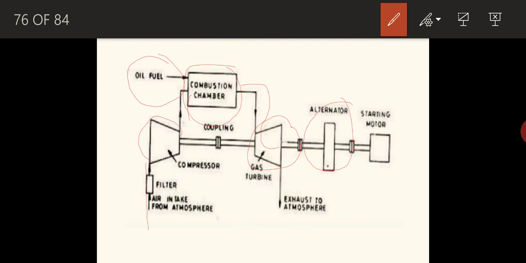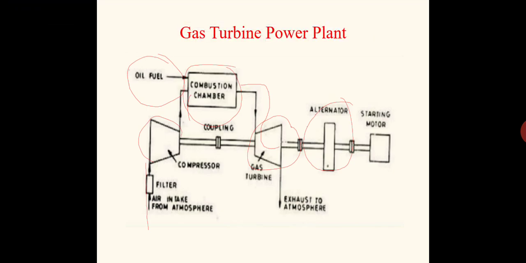You should know the difference between an alternator and a generator. In a generator we can produce both AC as well as DC, but in the power plant the purpose is mainly to supply AC current to households and so on. So usually alternators are used. Finally the AC current produced is supplied through the transmission lines. So this is the simple layout of the gas turbine power plant.